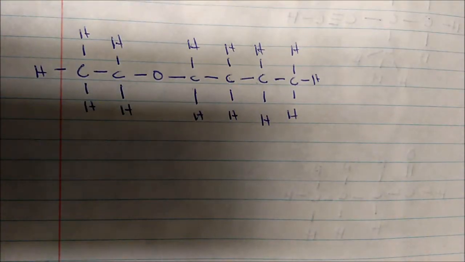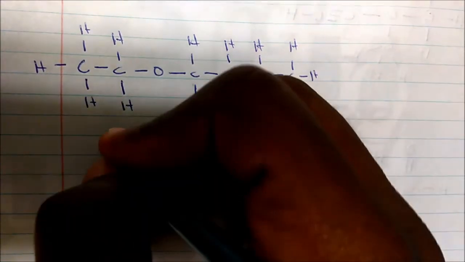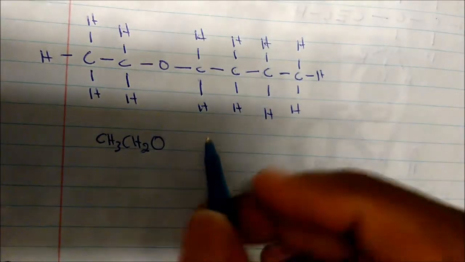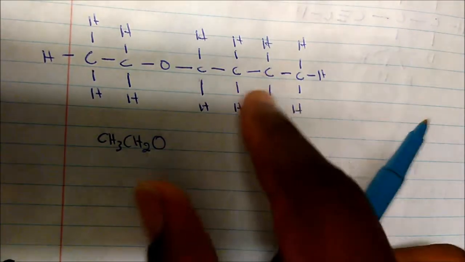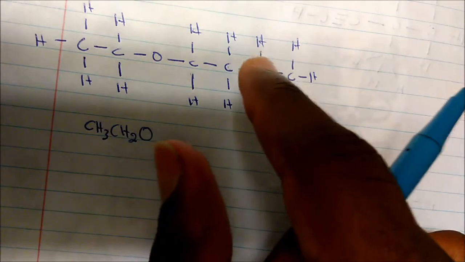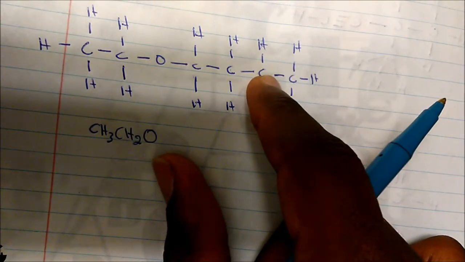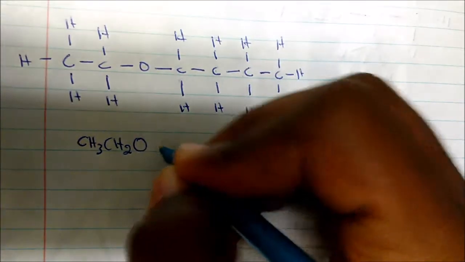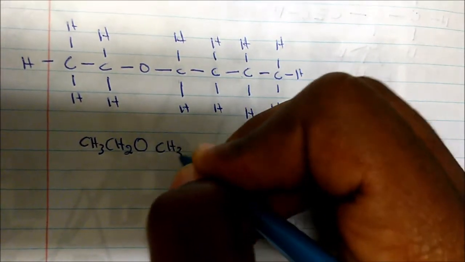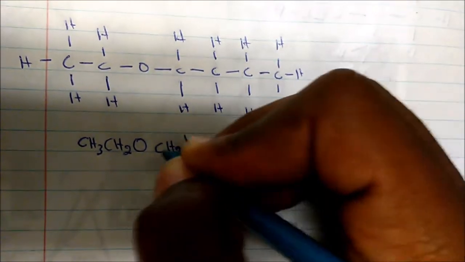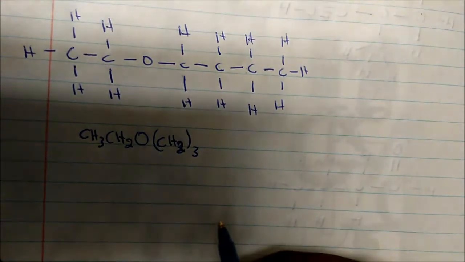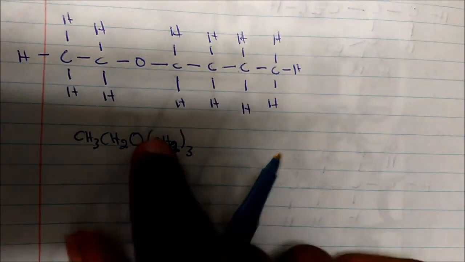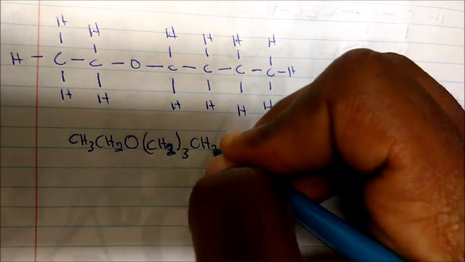Okay, so let's look at this one. What would be the condensed structure for this? Well, it looks to me as if I have a CH3, I have a CH2, I have an O sandwiched in between. And let's see, I have a pattern here. I have 1, 2, 3 CH2. So in fact, I could put my CH2 in brackets and condense it, saying that I actually have 3. So I have 3 CH2s, and then I have a CH3 at the end.